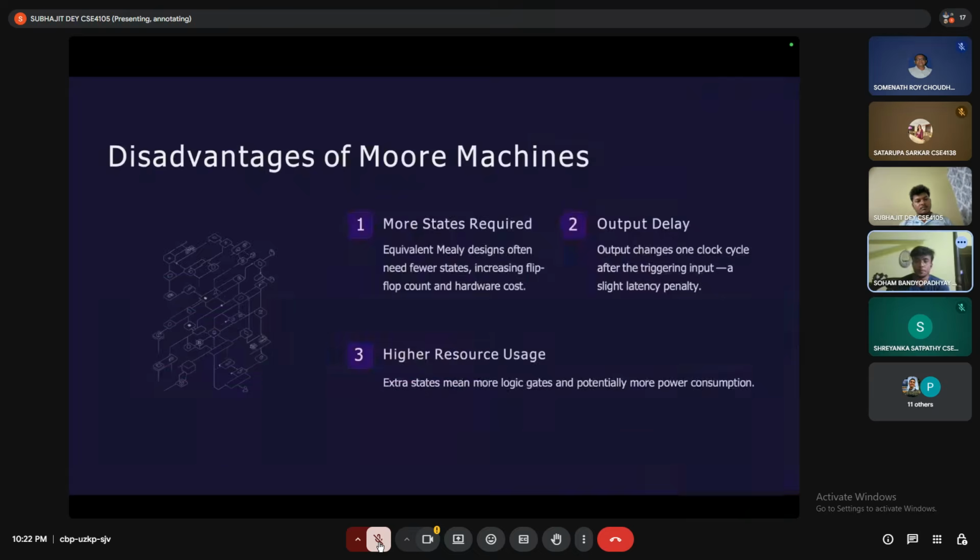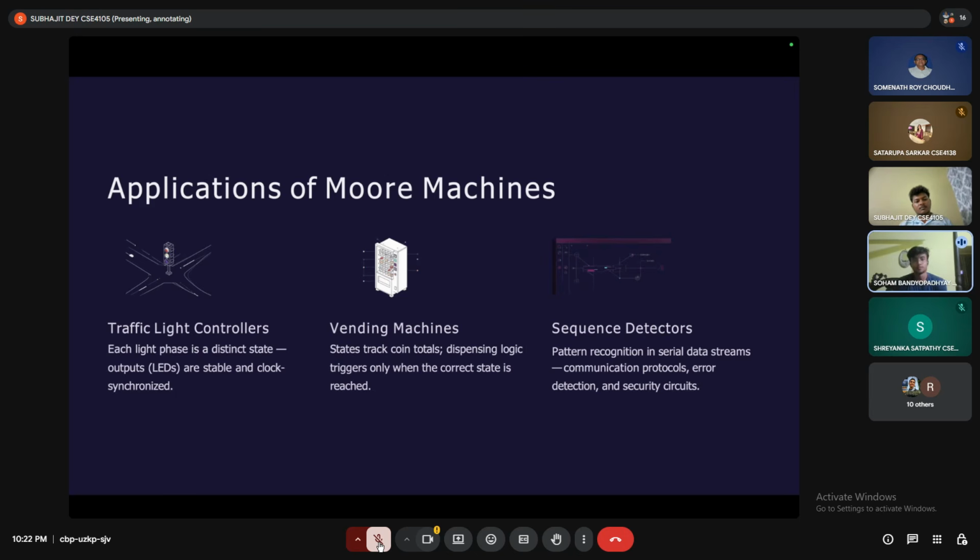Next slide. Disadvantages of Moore machines. 1. More states required. Equivalent Mealy machine designs often need fewer states, increasing flip-flop count and hardware costs. 2. Output delay. Output changes 1 clock cycle after the triggering input, a slight latency penalty. 3. Higher resource usage. Extra states mean more logic gates and potentially more power consumption. The next slides will be presented by Rahul.